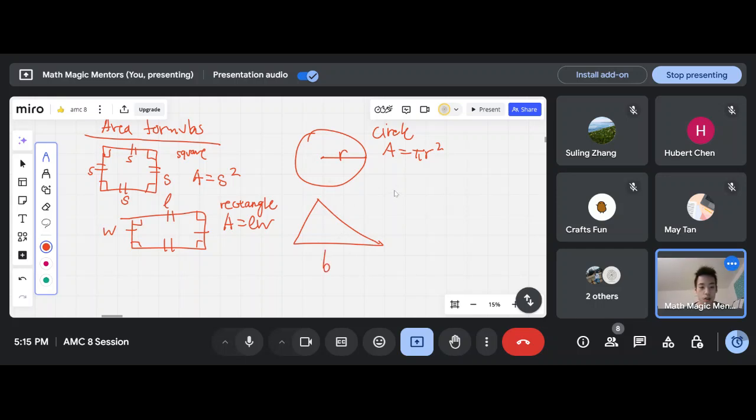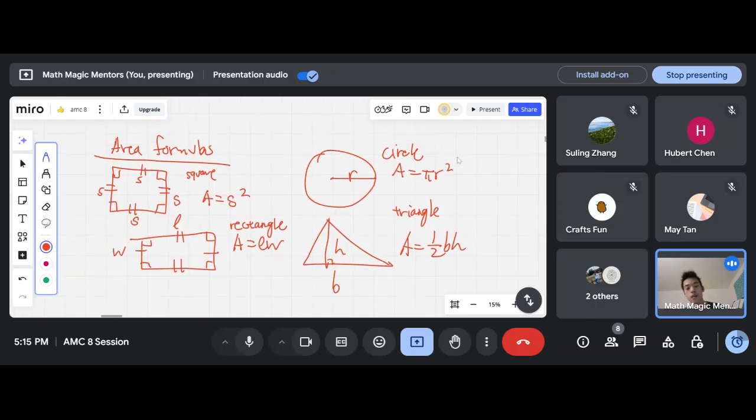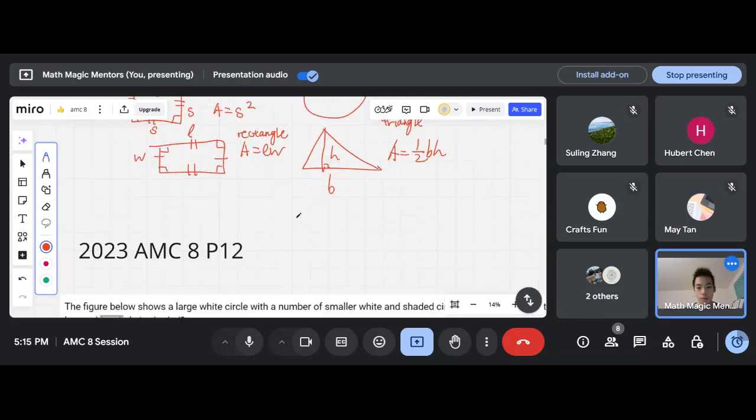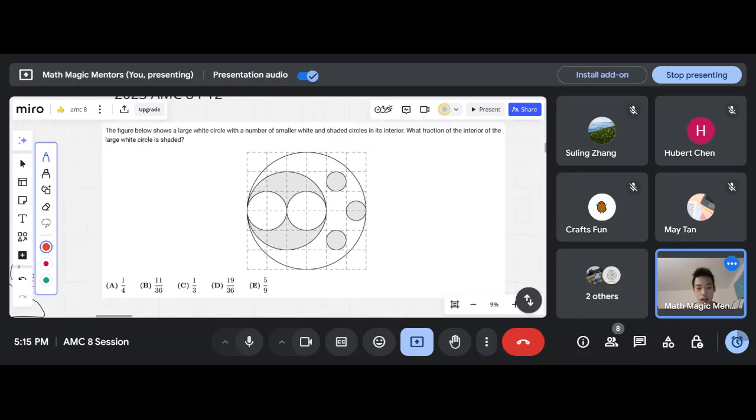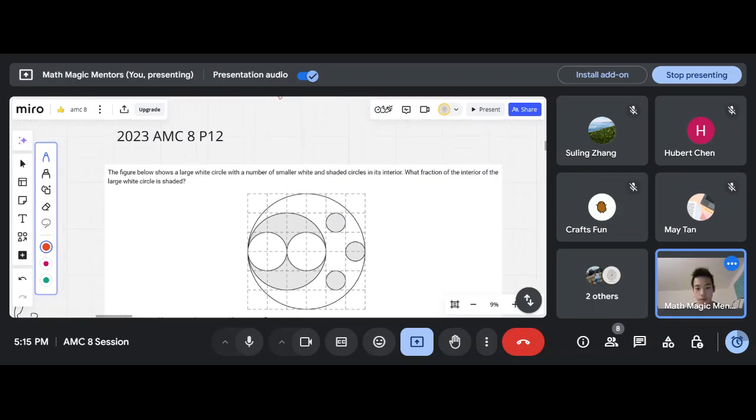If you have a triangle with a base b, height h, then the area is going to be a half bh. Obviously, you've seen some of these in school, but these are the basic formulas that you really need to know for the MCA, and a lot of the other ones can be rederived from these four. And so let's just look at how we can apply that here.